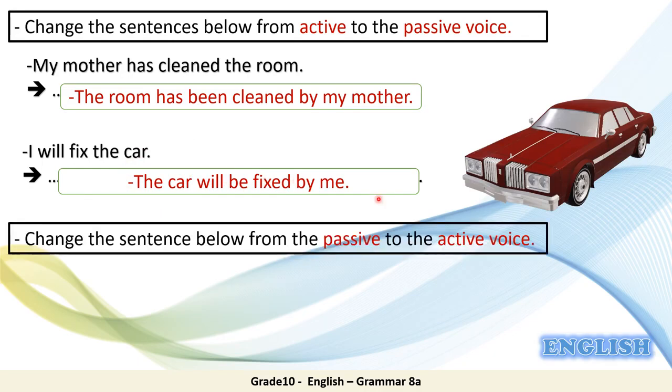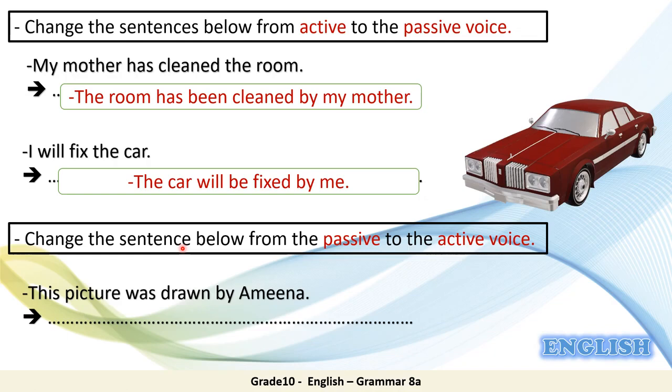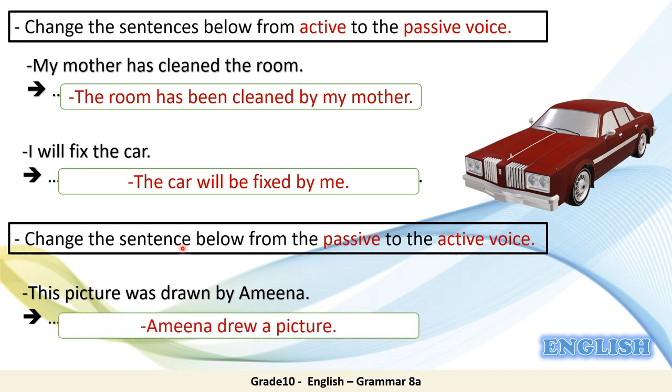Another question. Change the sentence below from the passive to the active now. The sentence is, the picture was drawn by Amina. Think about the answer. Very good. Amina drew the picture. Here, the verb is made of to be in the past simple plus past participle of verb draw. So, with the original verb in the active was in the past simple, like verb to be here.